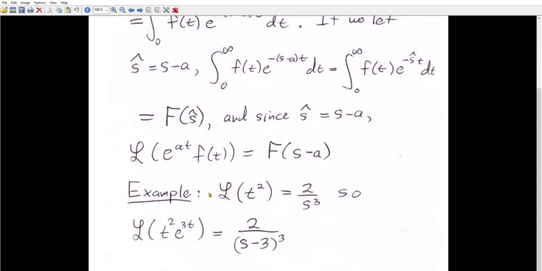So as an example, the Laplace transform of t squared we know is 2 over s cubed. So if we're transforming t squared e to the 3t, that's your e to the at, we're going to get the same thing, but not with s, but with s minus 3. So the Laplace transform is 2 over (s minus 3) cubed.